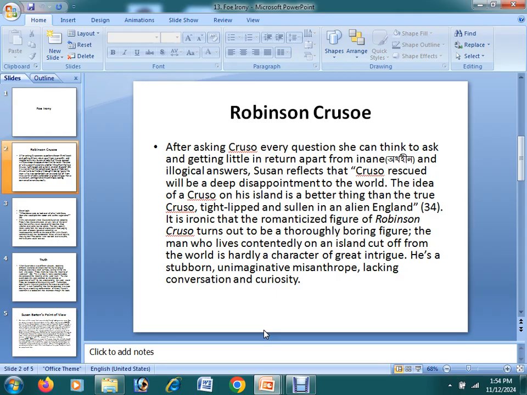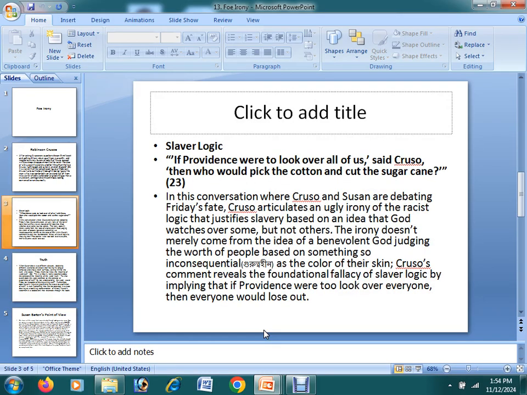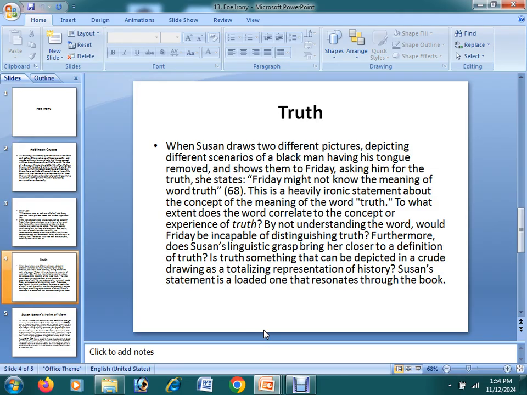After asking Crusoe every question she can think to ask and getting little in return apart from inane and illogical answers, Susan reflects that Crusoe rescued will be a deep disappointment to the world. The idea of Crusoe on the island is better than the true Crusoe, tight-lipped and sullen in an alien England. So there is some irony. Slaver logic and truth, that is the irony.